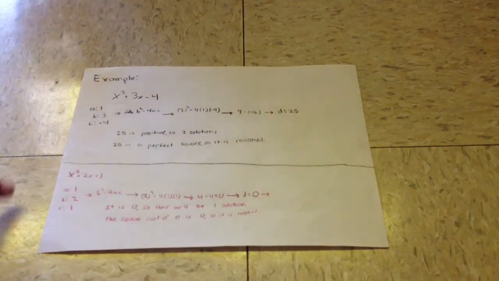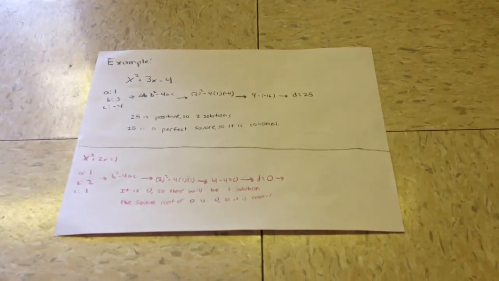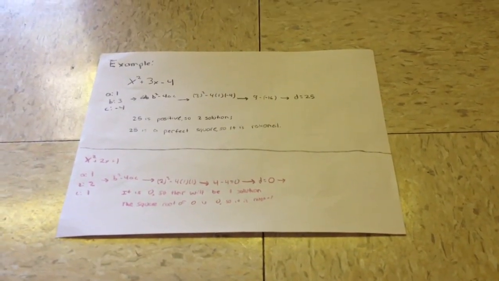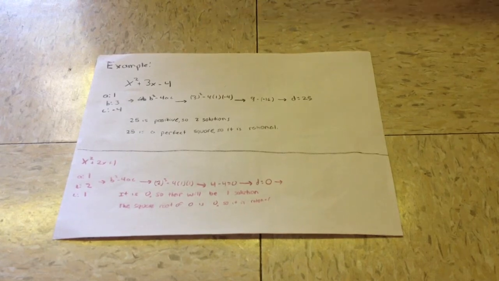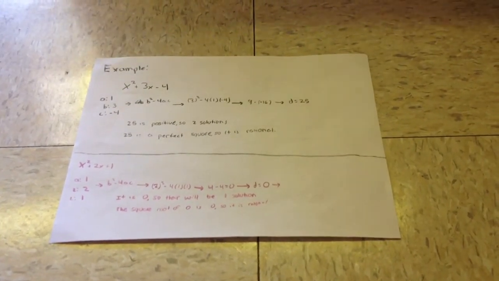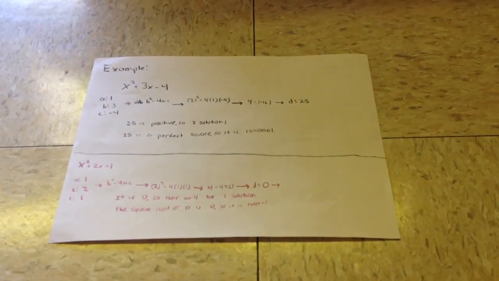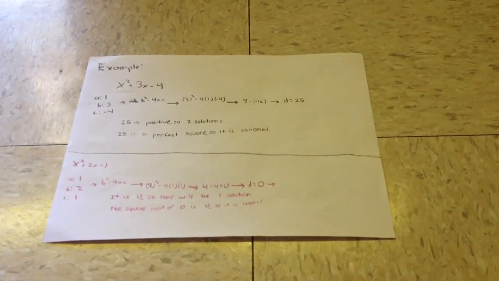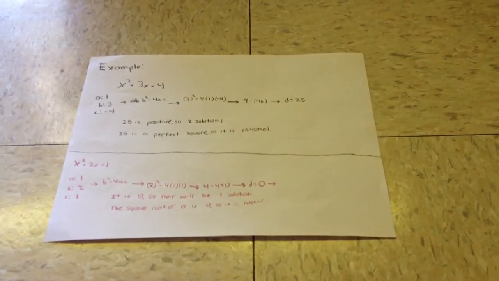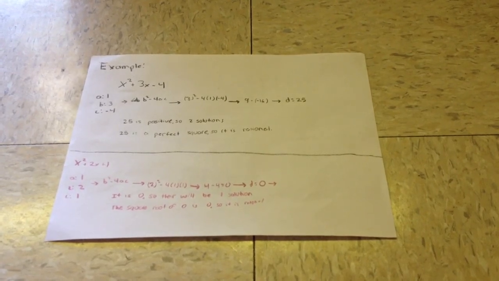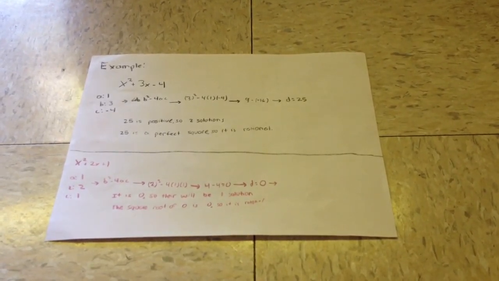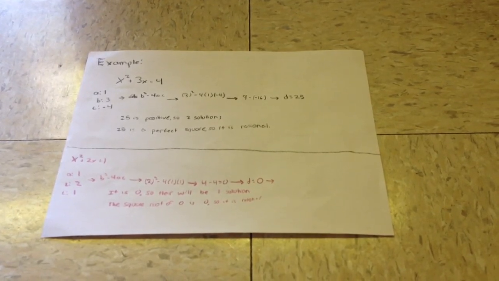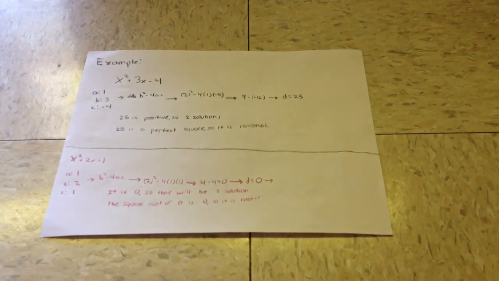For the next example, the a value will be 1, the b value will be 2, and the c value will be 1. Again, following the steps, after we substitute everything in, we can find the d value to be 0. If the discriminant is 0, it will always have one solution. Also, the square root of 0 is 0, so this will be a one solution rational.